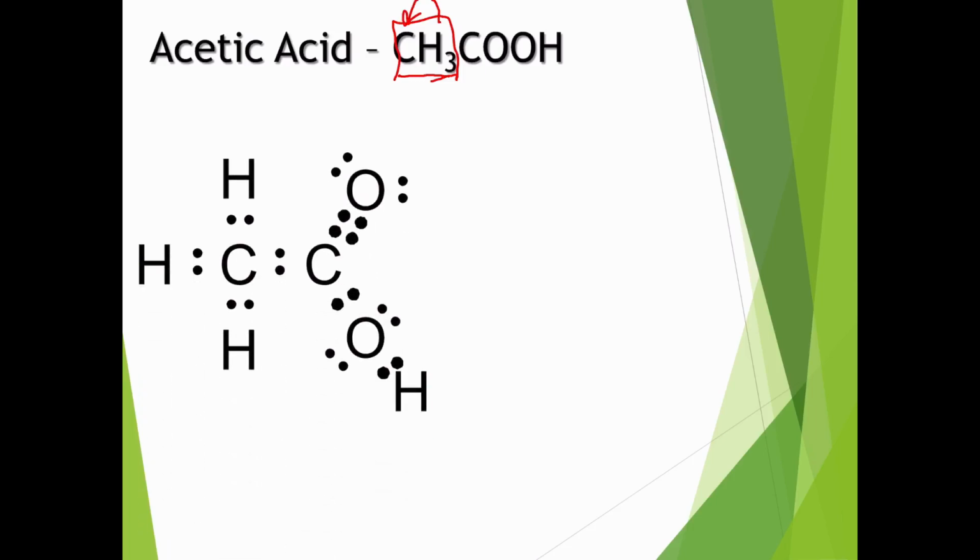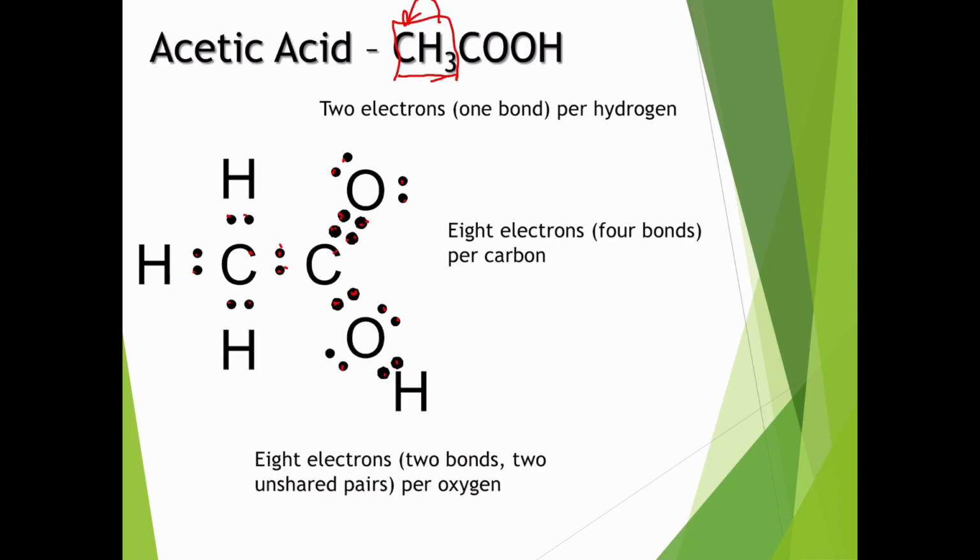Okay, and if we look, right, on each one of these, this carbon has 1, 2, 3, 4, 5, 6, 7, 8. This carbon has 1, 2, 3, 4, 5, 6, 7, 8. Our oxygen has 1, 2, 3, 4, 5, 6, 7, 8. This oxygen down here has 1, 2, 3, 4, 5, 6, 7, 8. And all of the hydrogens are only single bonded. So this is a good structure. This is a little bit of a trickier one, but we're going to get there.